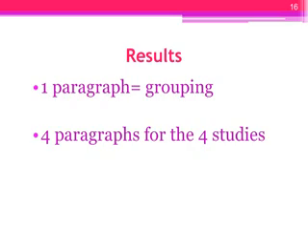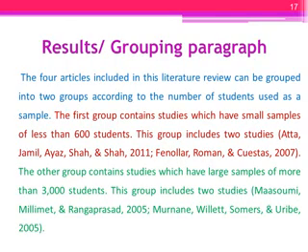The results section consists of 5 paragraphs, 1 paragraph for grouping and 1 paragraph for each study. In order to interpret the results, we have to group the studies. The studies should be grouped according to results. However, this is possible if the studies are different.